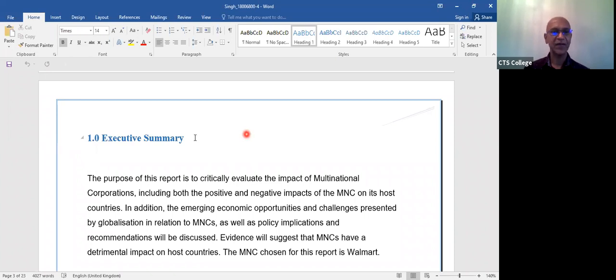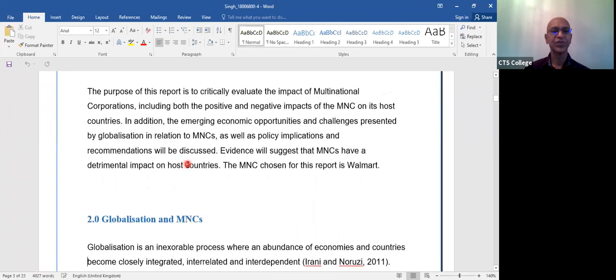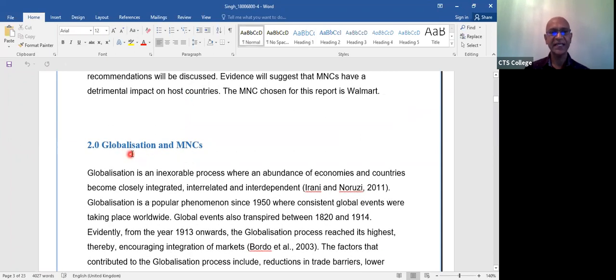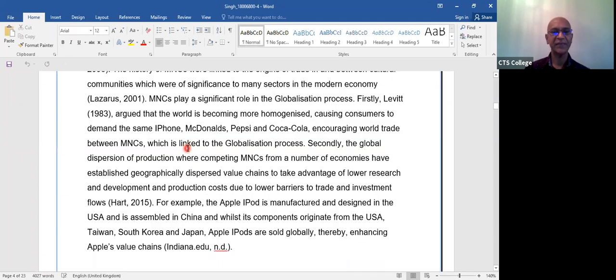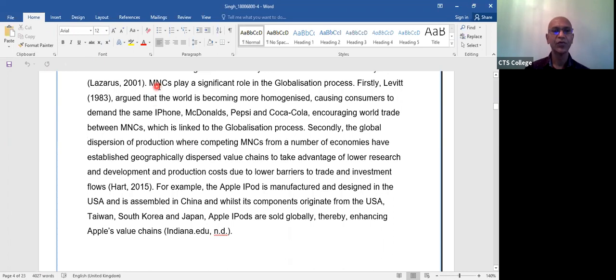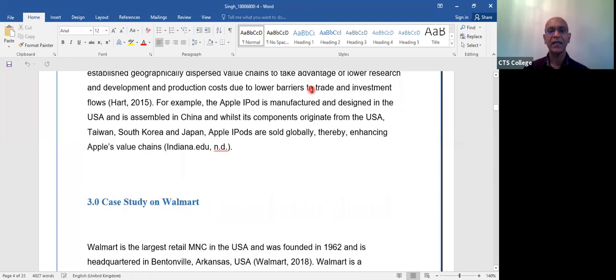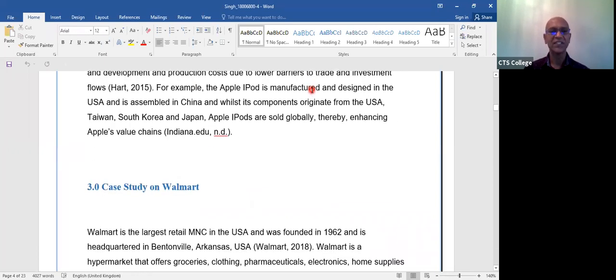Today we saw an example of an executive summary. We also saw an example of what you should say in the section called globalization and MNCs: the history of MNCs, and more importantly, the role of MNCs in the globalization process. This is something you should research. You could do a Google search. An example of a Google search could be role of MNCs in the globalization process, impact of MNCs in the globalization process, etc. You can play around with your keywords to increase your Google searches.